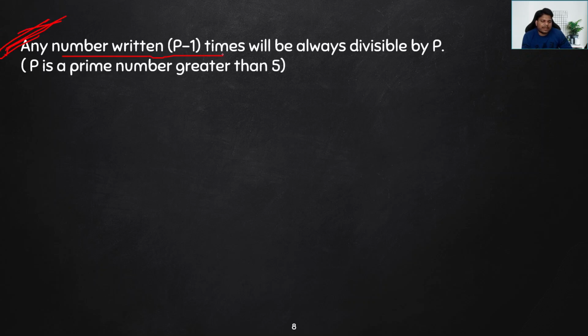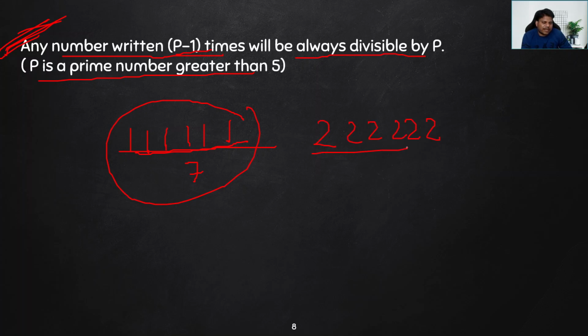Any number written p minus 1 times will always be divisible by p. What does it mean? P is a prime number, a prime number greater than 5. So let's take 7. 7 is a prime number greater than 5. So if I write any number, let's take 1, 6 times, any number 6 times, this will be divisible by 7. It doesn't matter which number. If I write any number 6 times consecutively, that number will be divisible by 7.